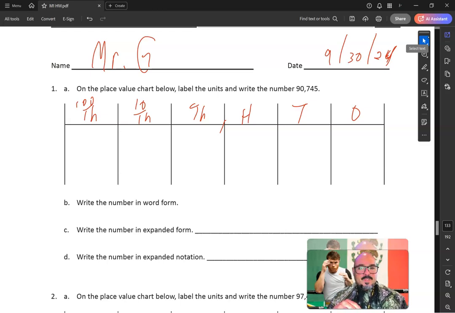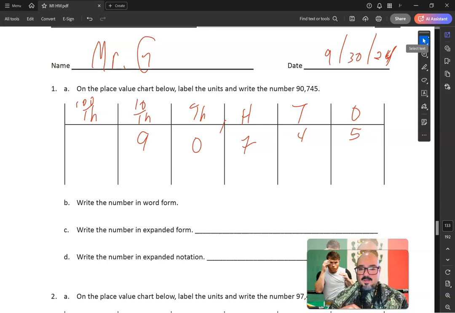Okay. So the 5 is in the ones place, 4 is in the tens place, 7 is in the hundreds place. I have 0 in the thousands place, and I have a 9 in the 10,000s place, and I don't have any 100,000s. All right.